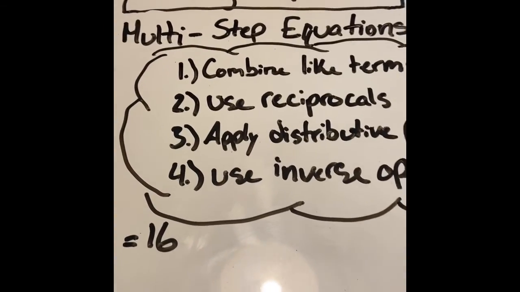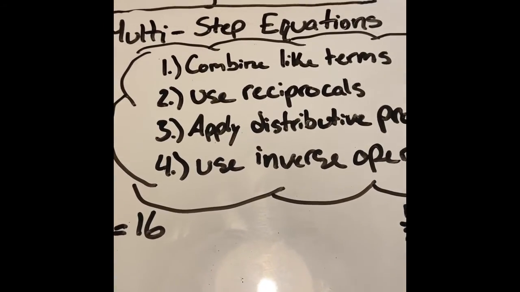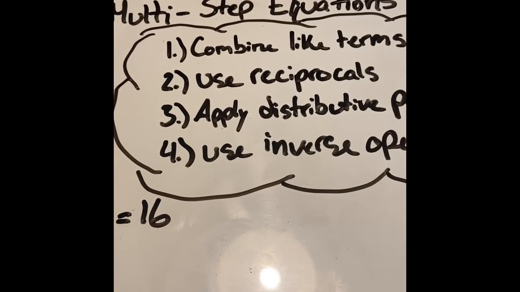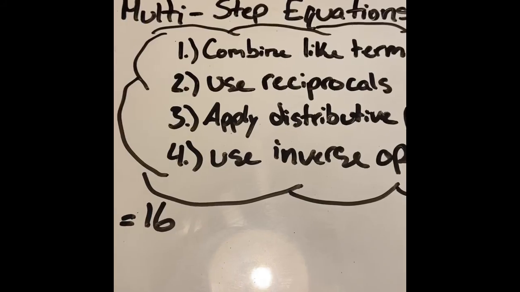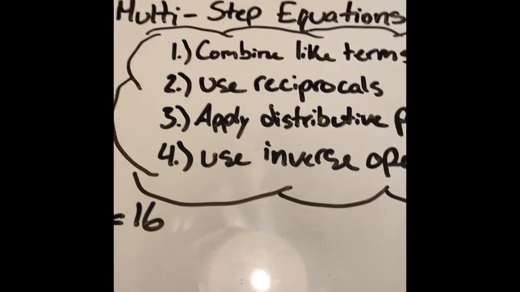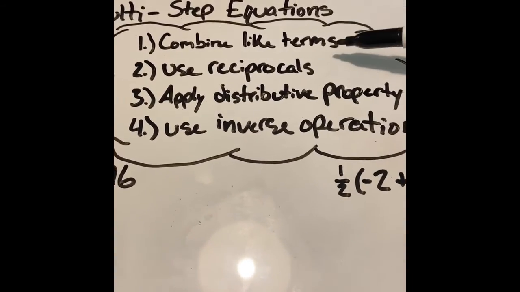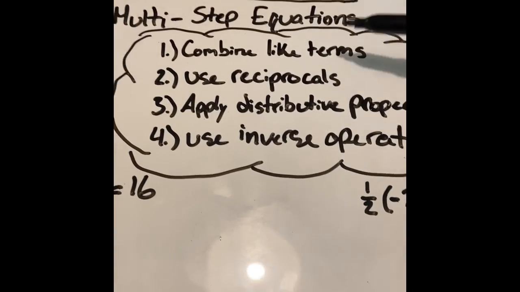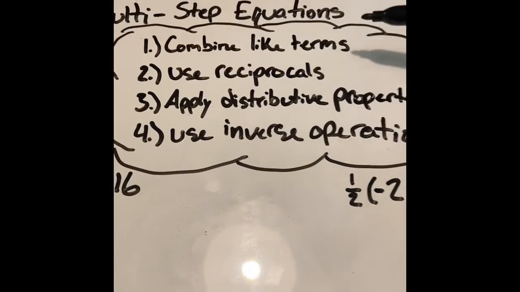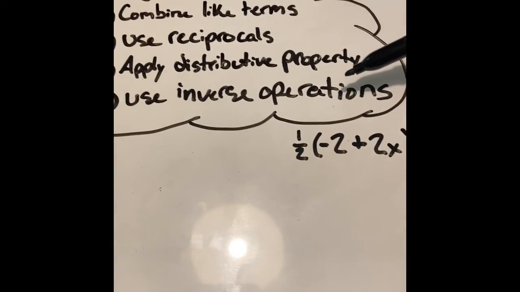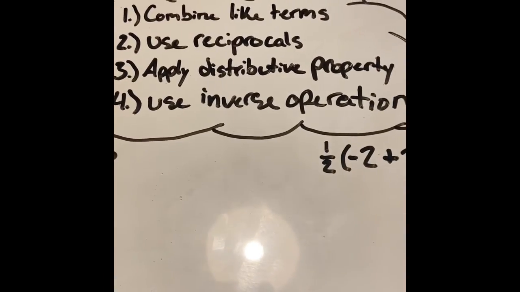Okay, so now we're moving into multi-step equations, which sound, again, the more equations we add, the harder it seems, but again, all we're doing is the exact same thing. We're just going to go over the basic rules of thumb to remember when doing multi-step equations. Combine like terms, use reciprocals when necessary, apply the distributive property when necessary, and use the inverse operations, again, when necessary.